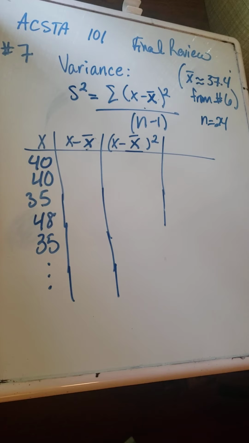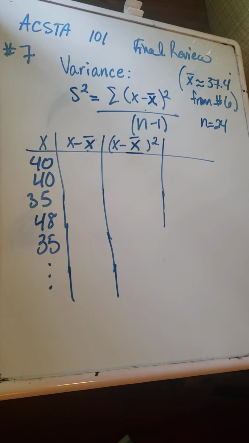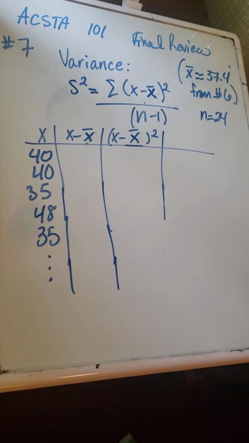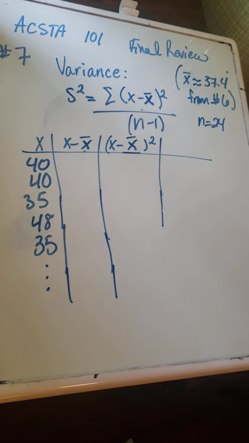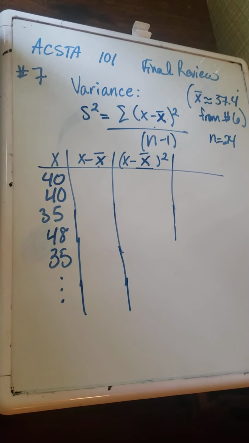Here is number 7 from your review for your final exam. I'm going to talk through how you would do it using the table, but I'm also going to show you how to do it using the calculator. Either one of those is fine for the review and for the final.